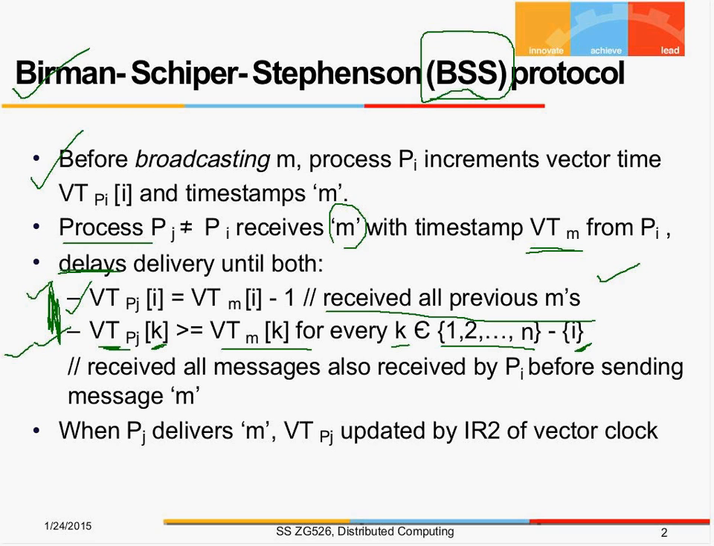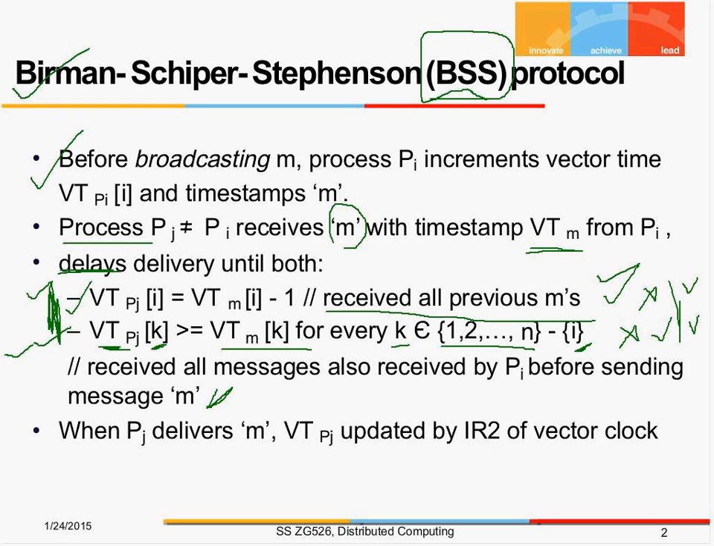Now this rule is used here to ensure that the site which is receiving this message also has received all messages received by Pi before sending the message. So this is basically for indirect receipts. So unless these two rules are true, suppose the first rule is satisfied but not the second one, still you cannot deliver the message to the receiver. If the second is satisfied and the first is not, still you cannot deliver. So both the rules should be satisfied to allow you to deliver that particular message to a receiver.